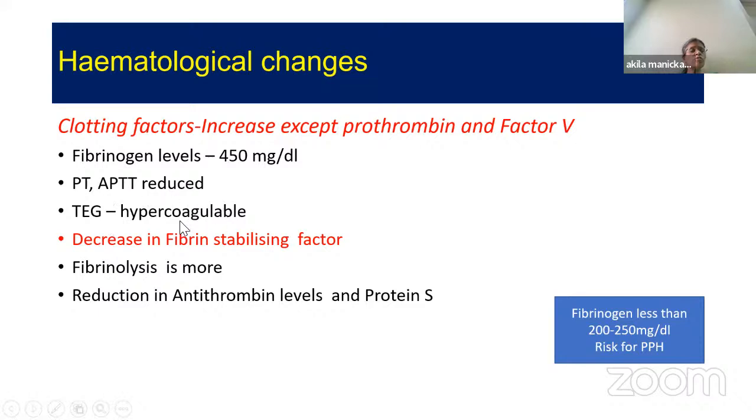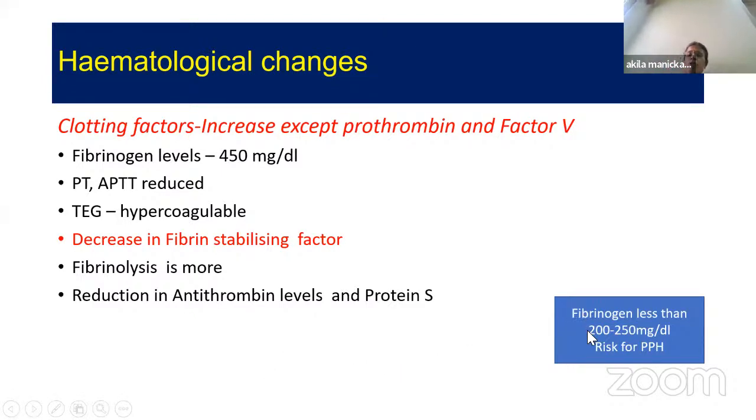So it is very important to use dynamic tests of coagulation to assess the strength of the clot in a bleeding patient rather than conventional tests. The next thing that decreases is the fibrin stabilizing factor. There is an activated clotting tendency, but at the same time fibrinolysis is also more, and there is a decrease in fibrin stabilizing factor. So once hemorrhage sets in, there is activated fibrinolysis. This is the reason you have to give tranexamic acid as the first drug of choice in any patient with postpartum hemorrhage.